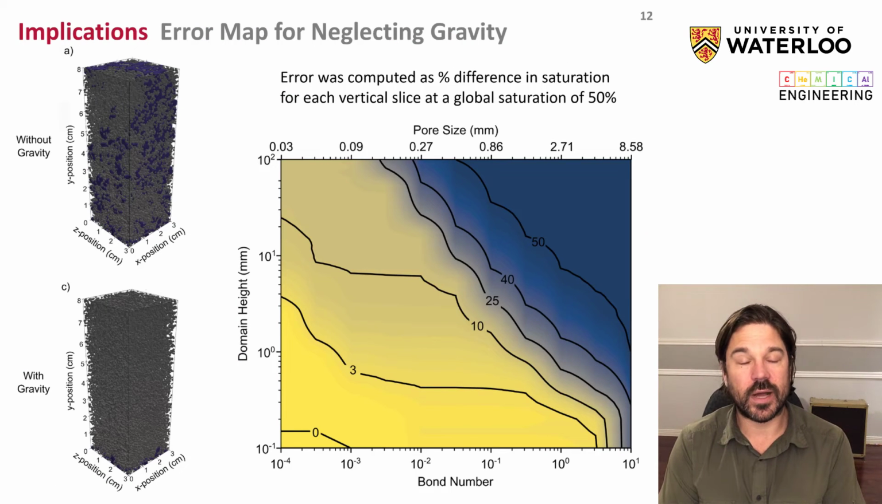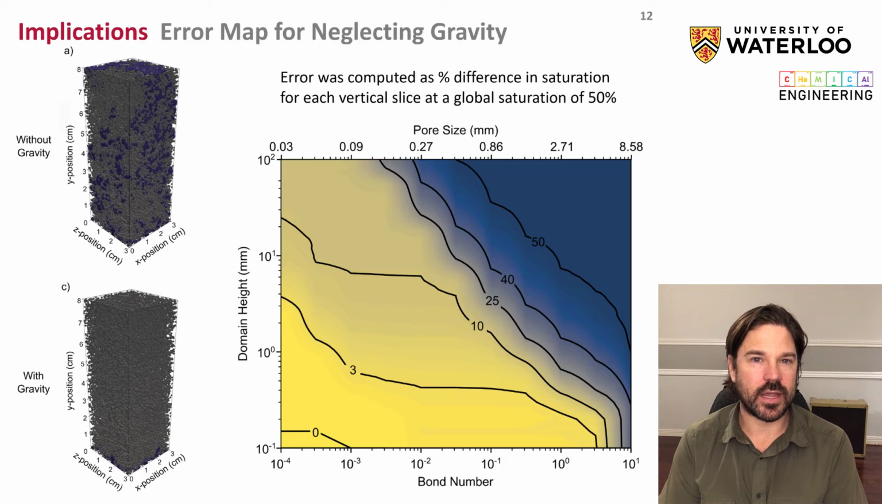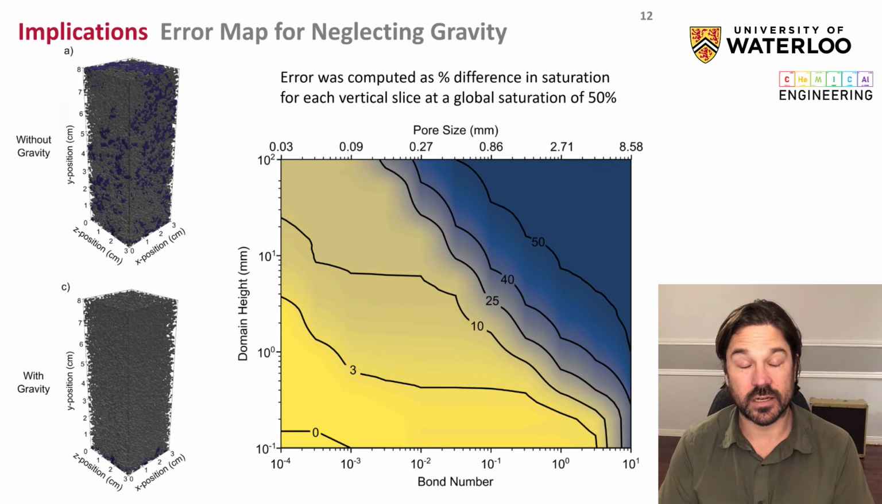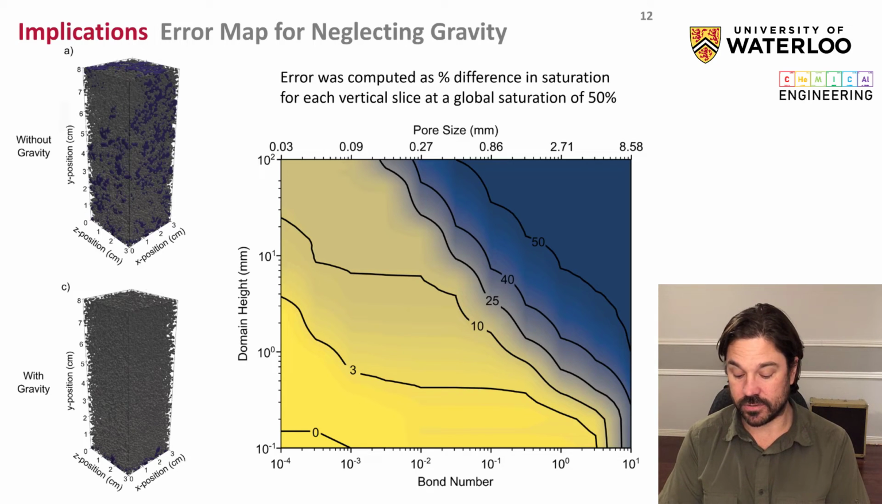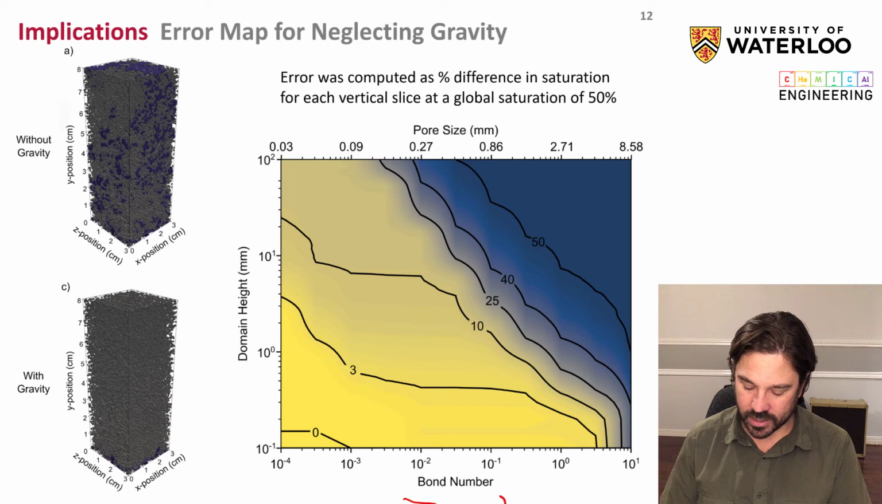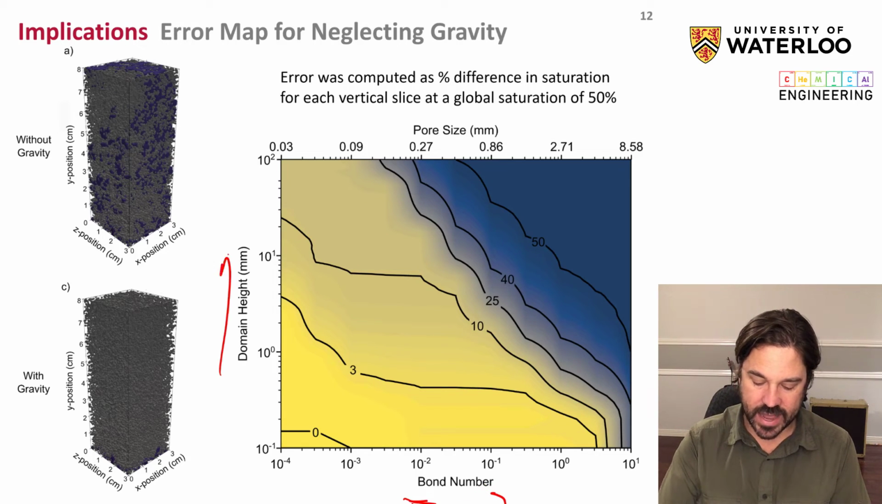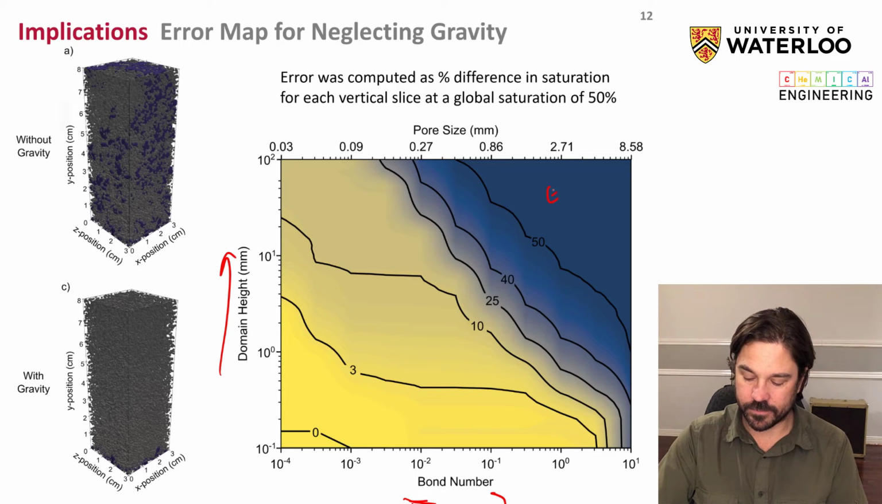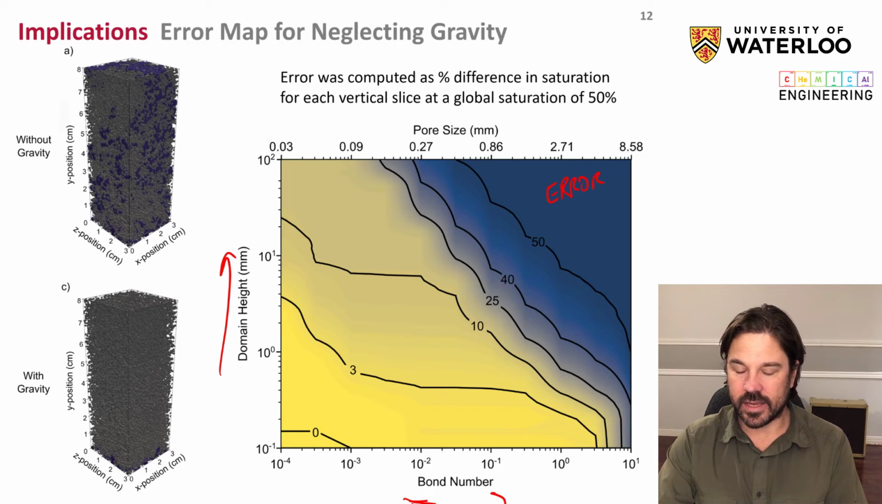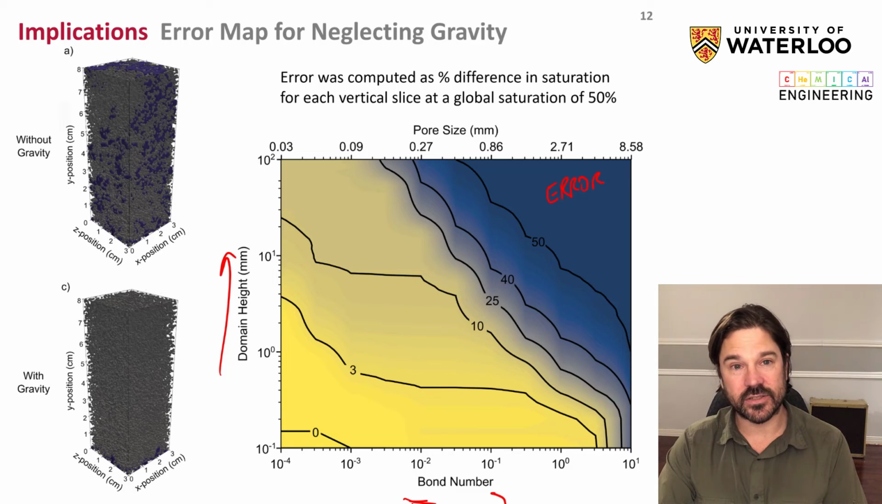Lastly, we thought it would be useful to generate a guideline so that you could assess whether gravity should be included in your simulation or not. Here we have the bond number on this axis, domain height on that axis, and the color corresponds to the error. The error is the difference in the saturation at each vertical position with and without gravity being included. We injected the image to 50% global saturation, and then we analyzed each slice, and that's the error that you're seeing here.